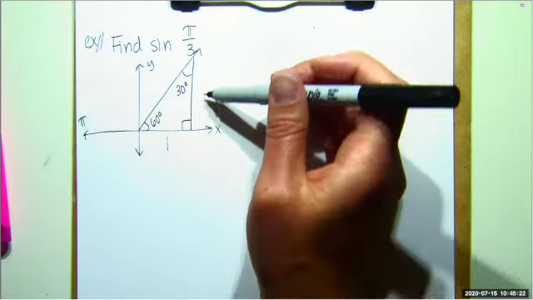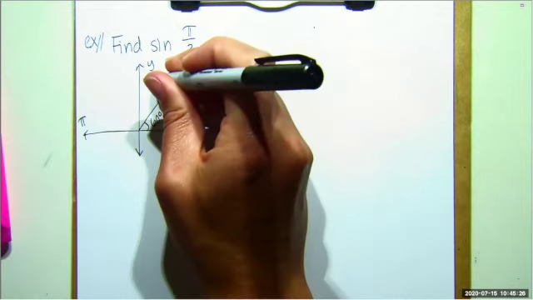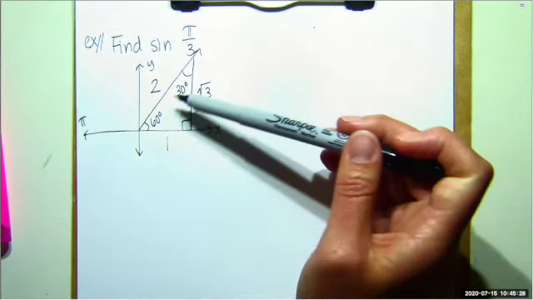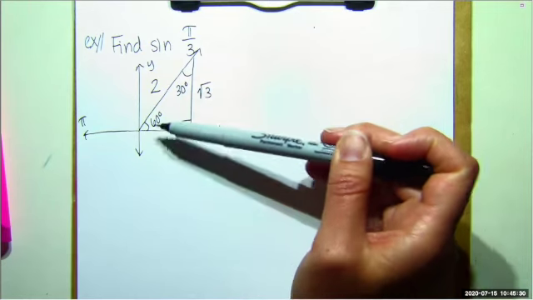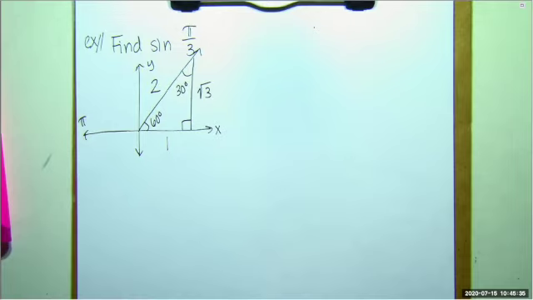Okay, let's try everyone else together now. Across from the 60 has length what? Square root 3. And what's the hypotenuse? 2. Okay, so that's how I fill it in. Across from the 30 gets the 1, across from the 60 gets the root 3, across from the 90 gets the 2.